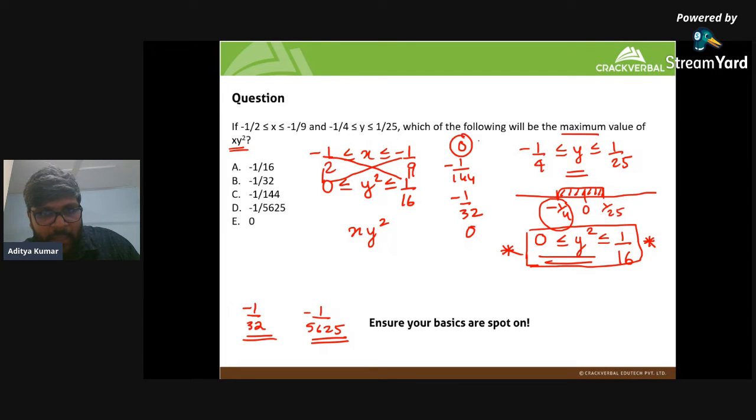So I know the max value has to be 0 and the min value has to be minus 1 by 32. So since the question asks you for the maximum possible value of x y square, I'm going to pick 0 as the answer. Okay with this, guys? All of y'all?